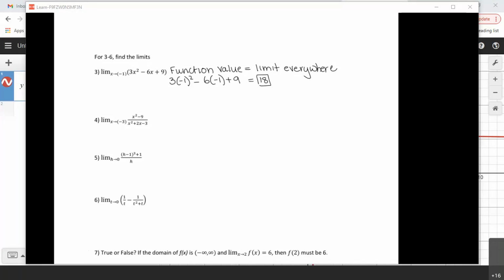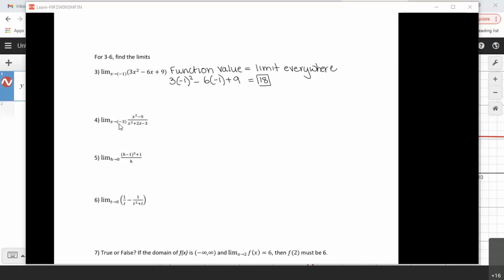So 4 through 6 aren't so simple as they're rational functions. Again, what I'm trying to show you is how to decide where to spend your time. These are rational functions, so I need to do a little funny business.